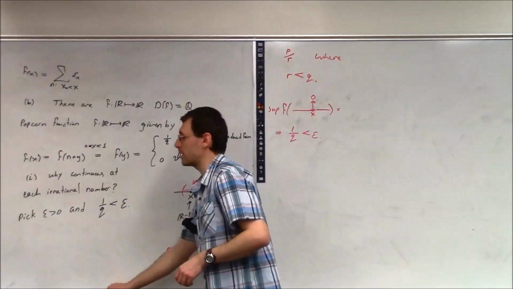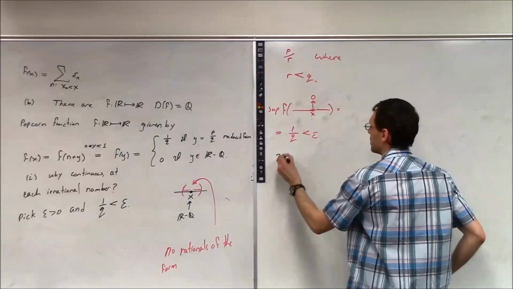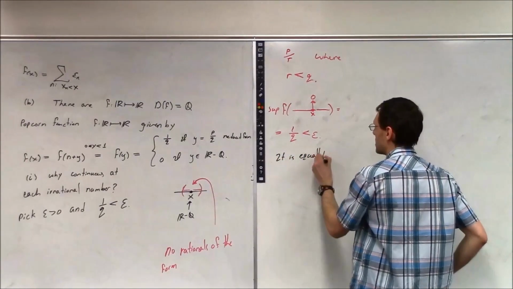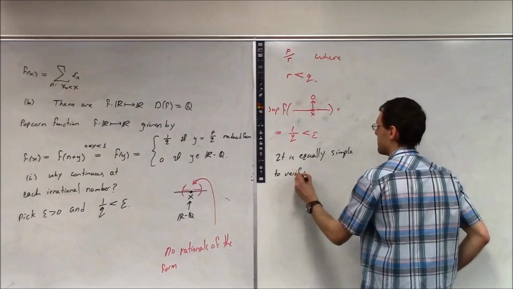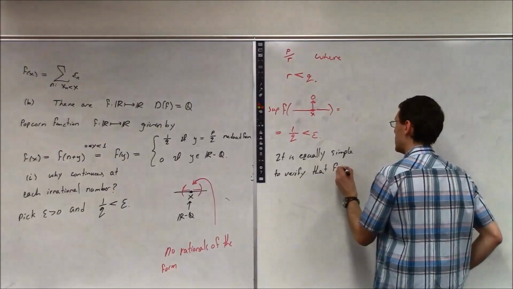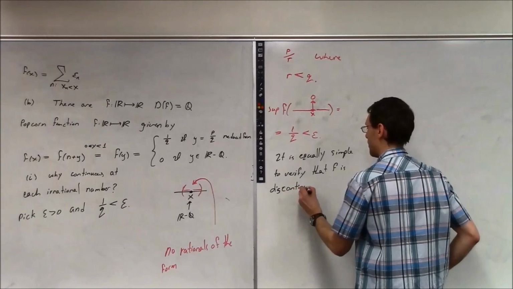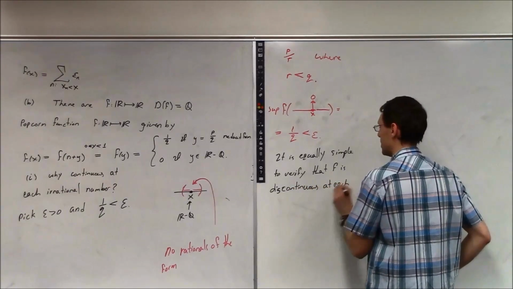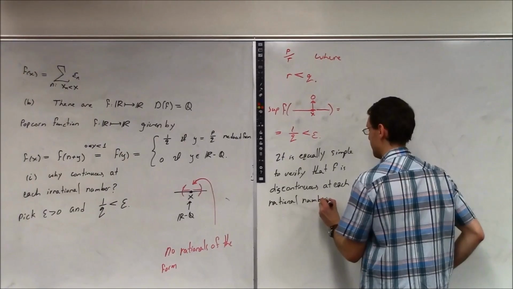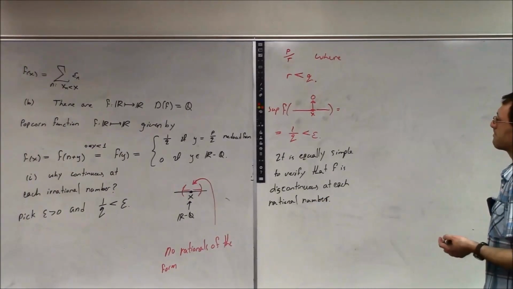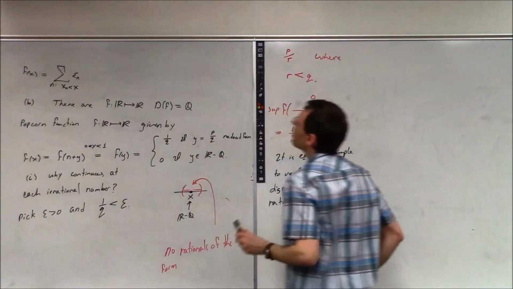It is equally simple to verify that it is discontinuous at the rational numbers. I think maybe even simpler, to verify that f is discontinuous at each rational number. All right. So that is the popcorn function, and its set of discontinuities is Q.